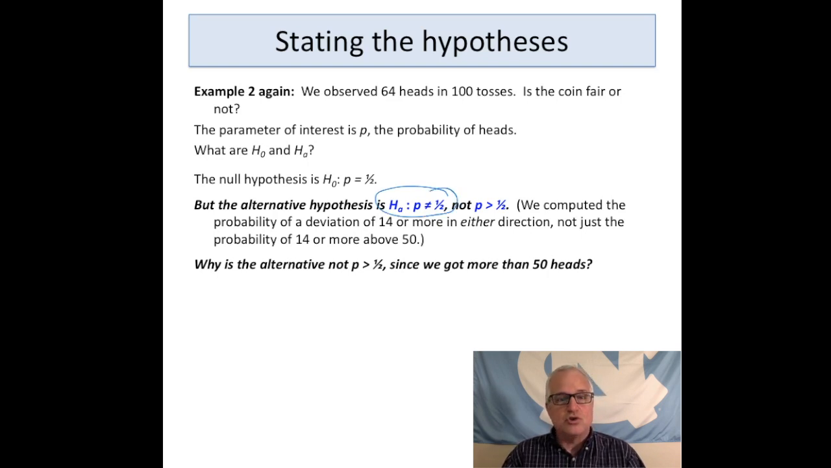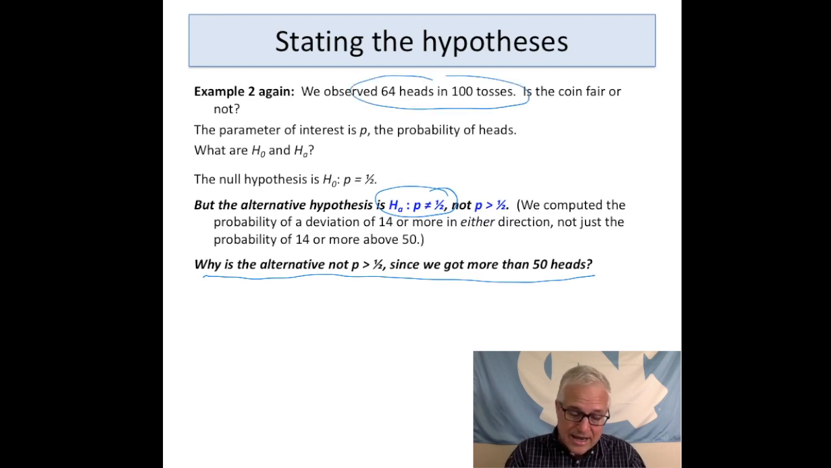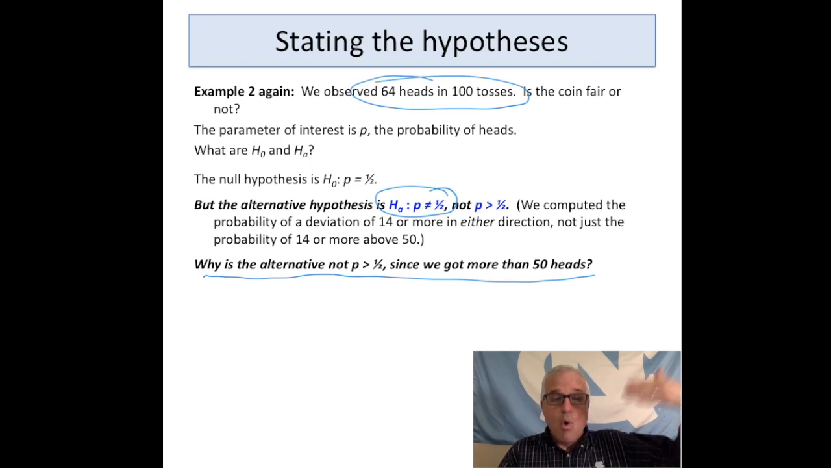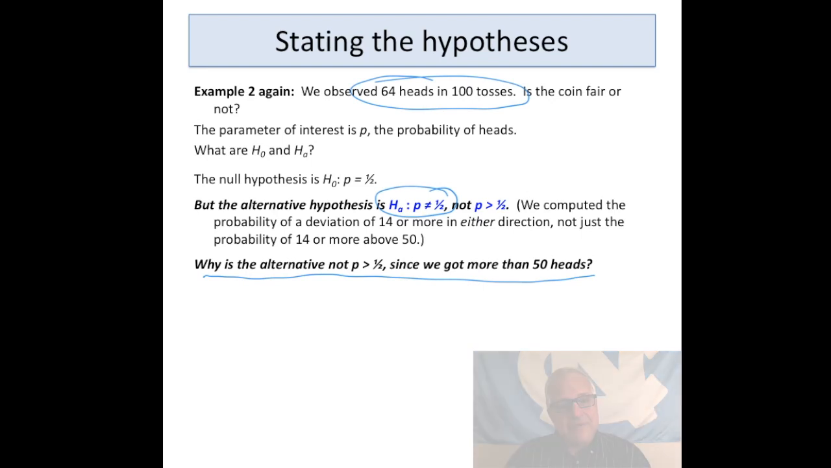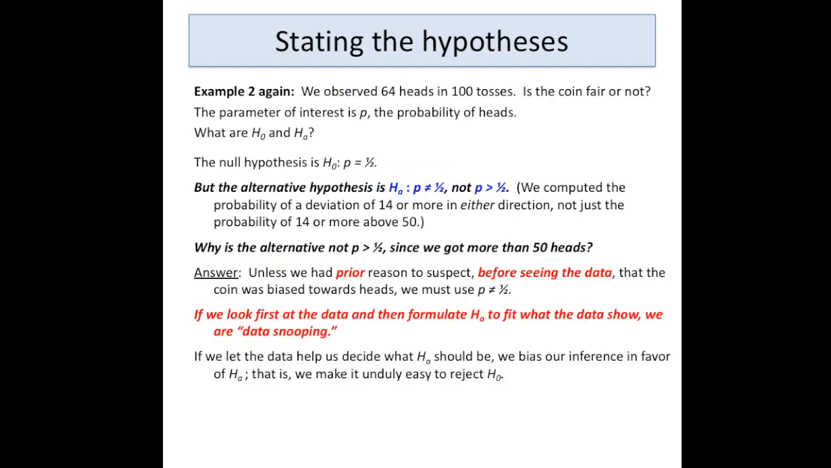So we ended up with a two-sided test. And the reason we don't take the alternative hypothesis to be greater than 1/2 is that the only reason we had to do that is that our data ended up with more heads than we would expect. Using our data to inform our hypothesis, we err too often in rejecting the null hypothesis.